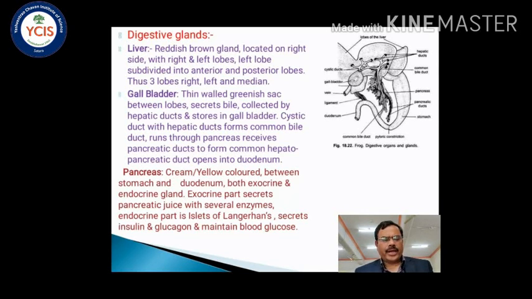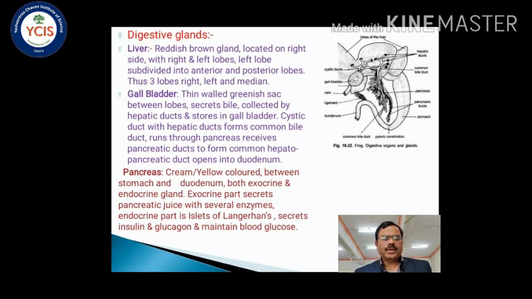The liver is also associated with the gallbladder. This gallbladder is a thin-walled greenish sac present between the lobes, which temporarily stores the bile secreted by the liver. The bile travels through the hepatic ducts and is further stored in the gallbladder. The cystic duct and the hepatic ducts form the common bile duct, which runs through the pancreas, and while going through the pancreas, it receives the pancreatic ducts to form the common hepatopancreatic duct, which opens into the duodenum.